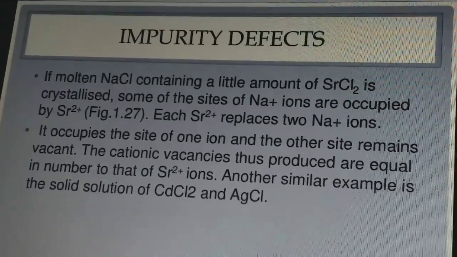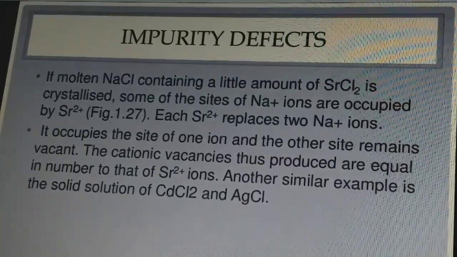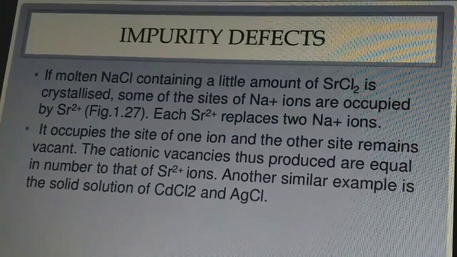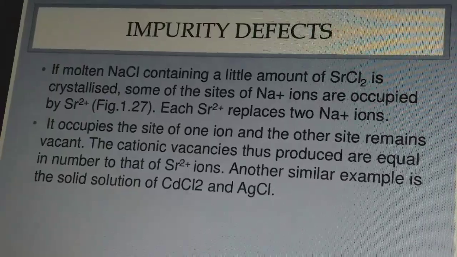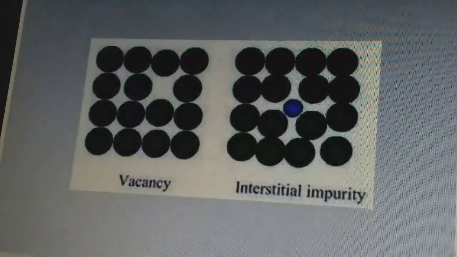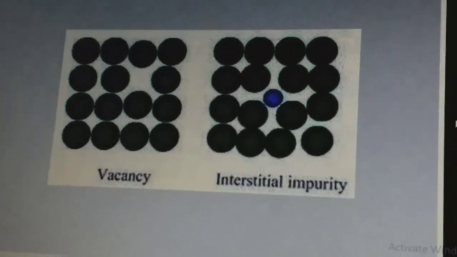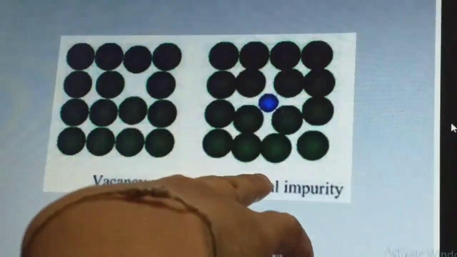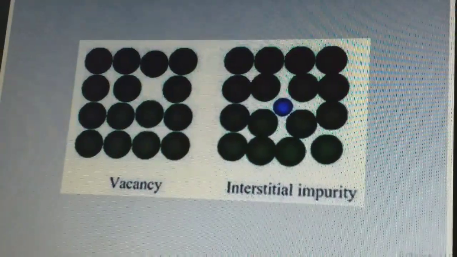Another simpler example is the solid solution of cadmium chloride and silver chloride. Here 2 Ag+ is replaced by 1 Cd2+. Here you see vacancy defect and interstitial impurity. One impurity is introduced.